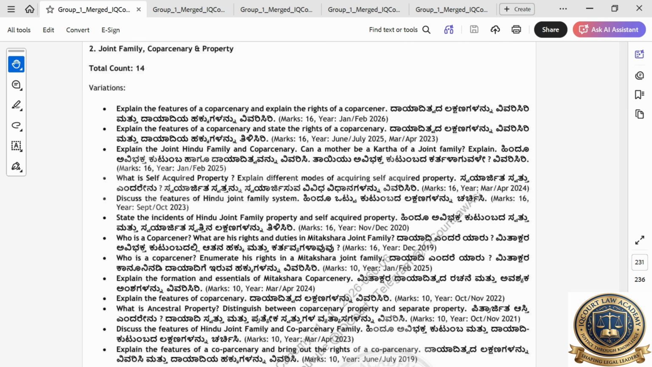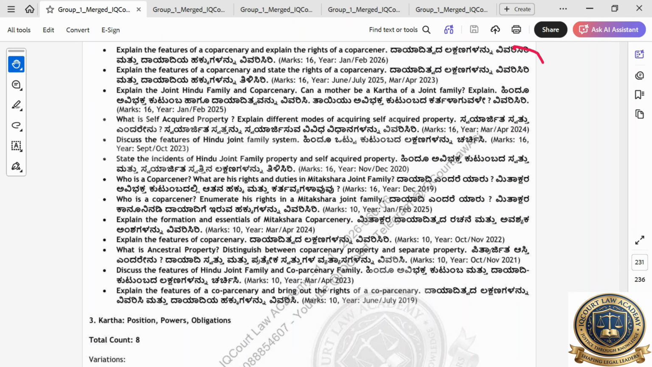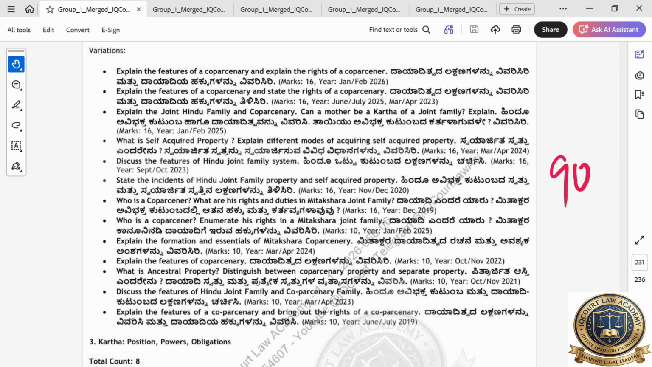Coparcenary and property. Explain the features of a coparcenary and explain the rights of a coparcener. ದಯಾದಿತ್ವದ ಲಕ್ಷಣಗಳನ್ನು ವಿವರಿಸಿ, ದಯಾದಿಗಳ ಹಕ್ಕುಗಳನ್ನು ವಿವರಿಸಿ. Explain the features of coparcenary, state the rights; they are asking the rights. This is explain the joint family members, coparcenary. ಹಿಂದೂ ವ್ಯಕ್ತಿ ಕುಟುಂಬದ, this is the one very important question. This is 90% probability they will ask this question.